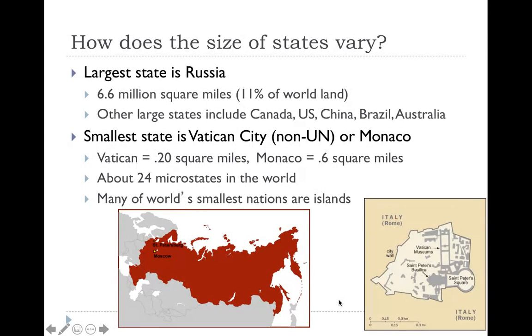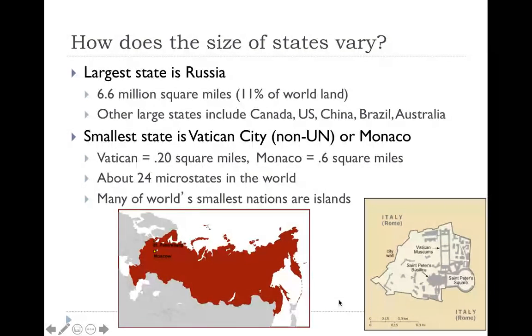Now, it's not the world's most populous state, because again, we know that that's China, followed by India. But definitely the most for land area is what we're talking about here. And so other large states based on land area, we have Canada, the United States, China, Brazil, and Australia. Those kind of round out your top six.